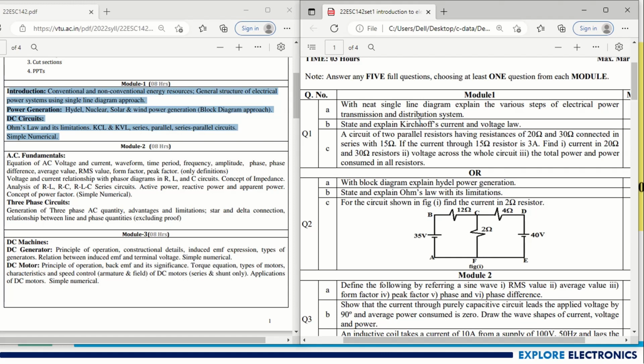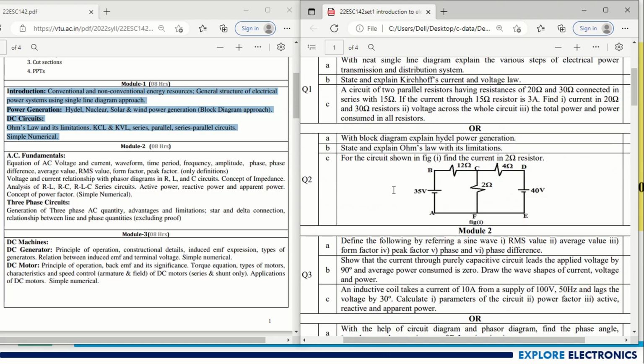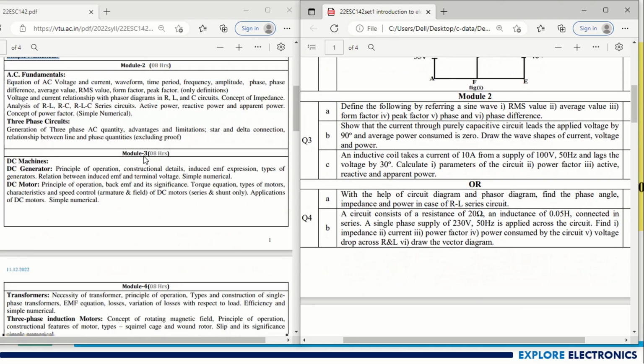You will be having some theory part also and one problem will be there. You need to answer at least this problem or this problem if you choose one or two questions. This is module 1. Coming to module 2.